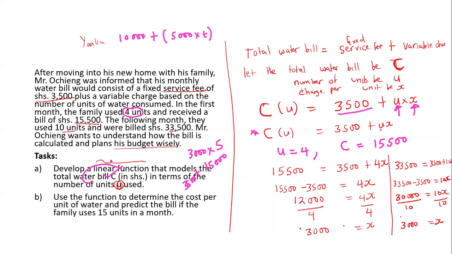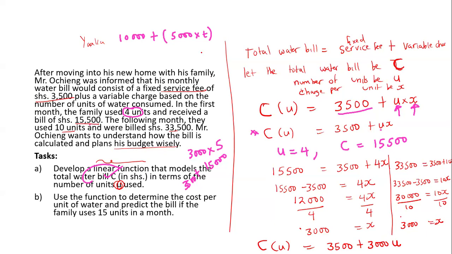After getting the x, I come to my equation and substitute again. I say C of u will equal 3500 plus, where there is x, I put 3000. So I write 3000u, like that.